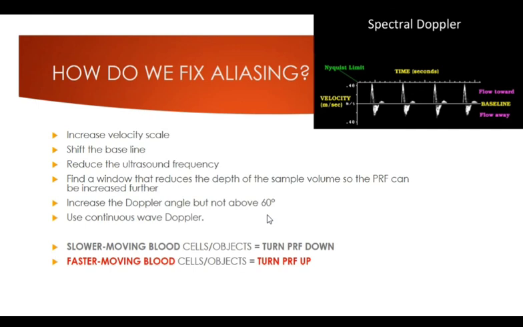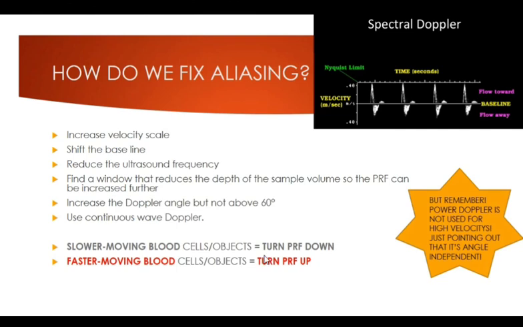And the final option is that we can switch to continuous wave Doppler. Continuous wave Doppler is not affected by the PRF, and so it doesn't have aliasing issues. Depending on what you're looking at and what you're trying to diagnose, you could also use power Doppler because that's angle independent. So those are options depending on what you're looking at. The overall thing to keep in mind is that with slower moving blood cells and objects, you can turn the PRF down. And when you've got faster moving blood cells and objects, you can turn the PRF up.